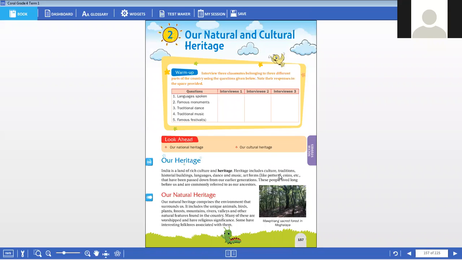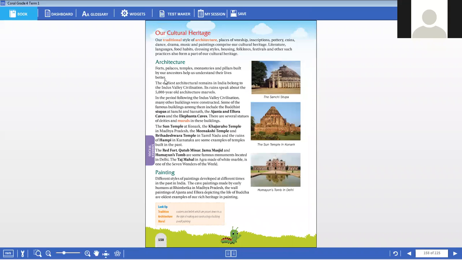Worship. Religious. Significance. Interesting. Folklorist. Associated. And coming to the second page, traditional.